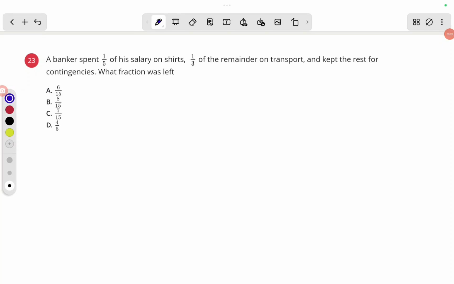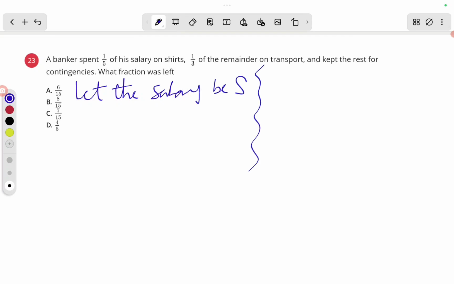Question 23. A banker spent 1/5 of his salary on shirt, 1/3 of the remainder on transport, and kept the remaining one for contingencies. What fraction was left? And we are given the following options. Now, the first thing that you have to consider is, let the salary be X. So this is the total salary that the man has.